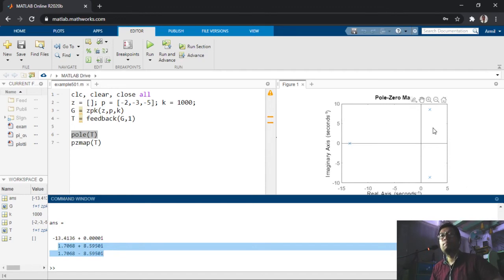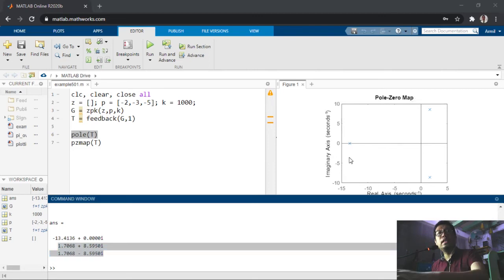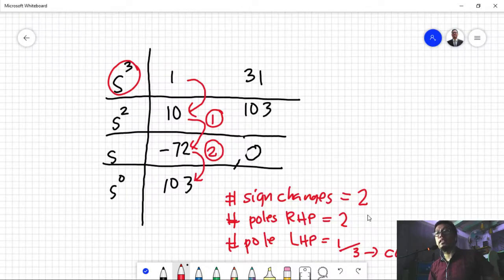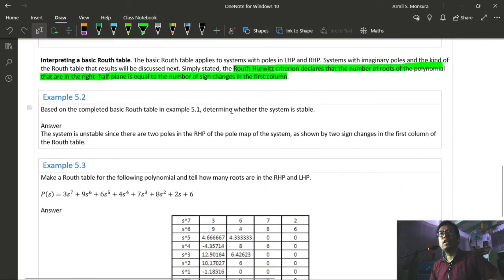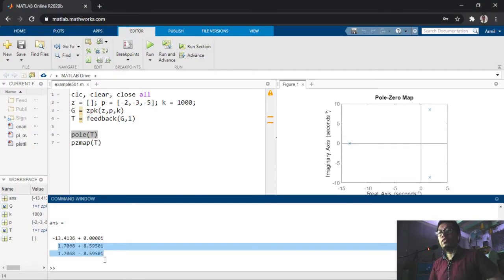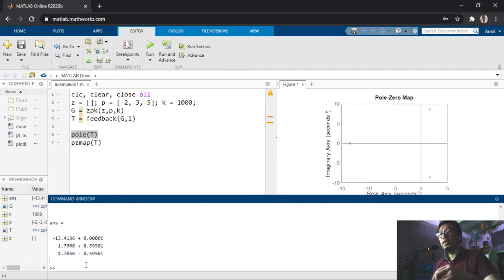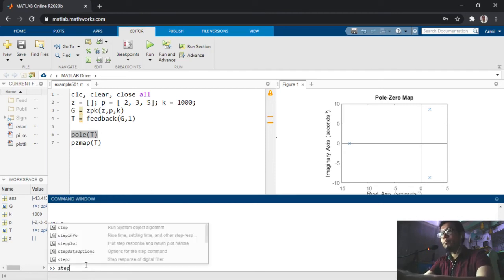So ito siya. Okay, so ito yung dalawang poles niyo sa right half plane, ito yung sa left half plane. Verifying yung results na nakuha natin sa ating Routh-Hurwitz criterion. Okay? So ayun. So, ang conclusion natin ngayon ay your system is unstable. Okay. So, mabe-verify niyo yan kapag kinuha natin yung step response ng ating T. So, step T.